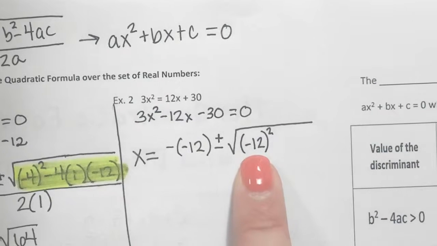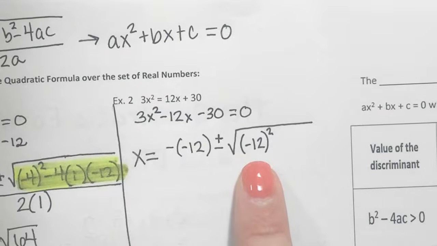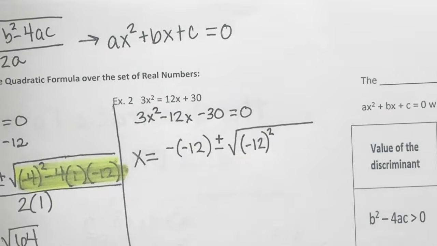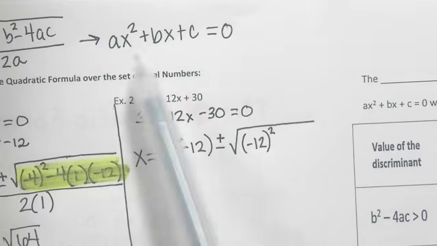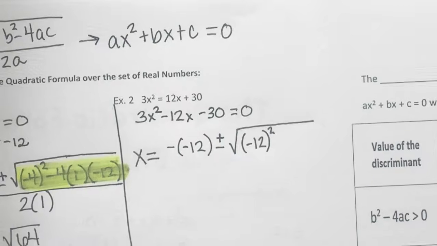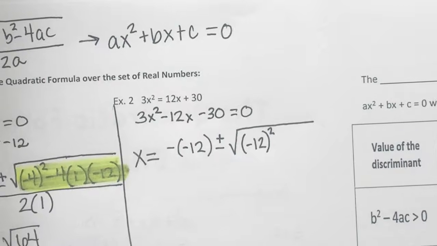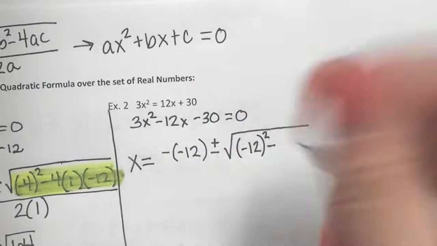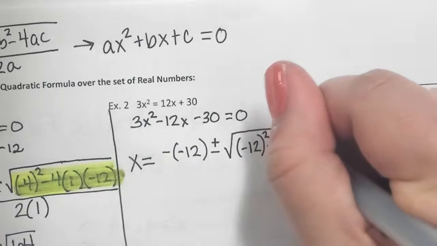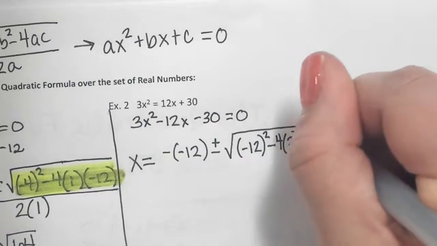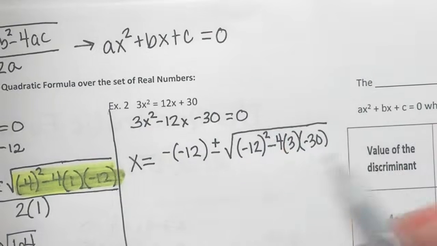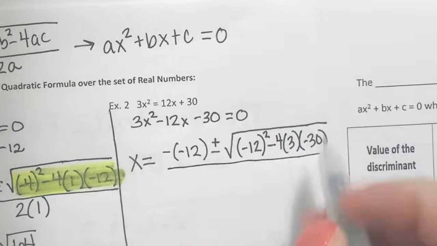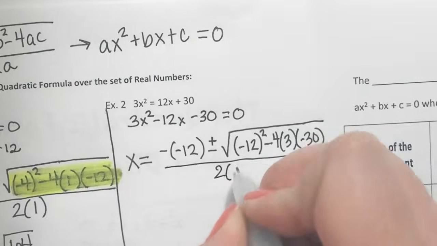Yes, ma'am? That's if we are going to do completing the square. We have to get rid of the a. When we do quadratic formula, all we have to do is know what a is, and we just plug it into this formula. Okay? So there's less work on the front end, but there's more work throughout the process. Minus 4 times a, which is 3, times c, which is negative 30, all over 2a, so 2 times 3.